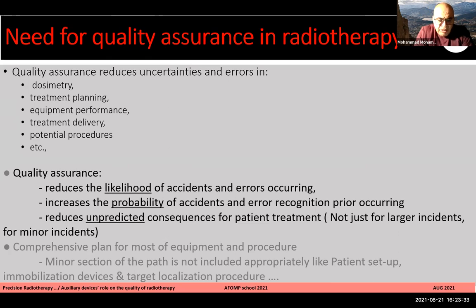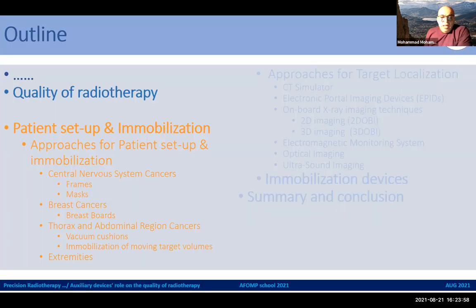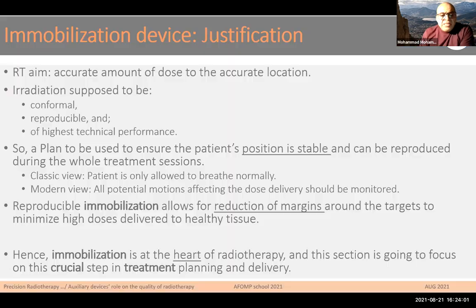A minor section of the path of treatment is not included appropriately, like patient setup, immobilization device, and target localization procedure, because there are lots of changes day by day, technique by technique, and this also should be nominated as a part of the cycle of treatment. Okay, starting with the patient setup and immobilizing.